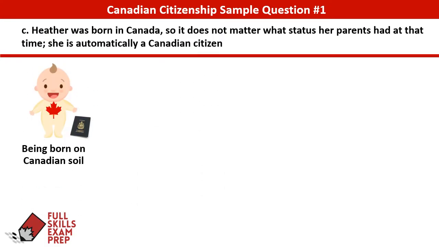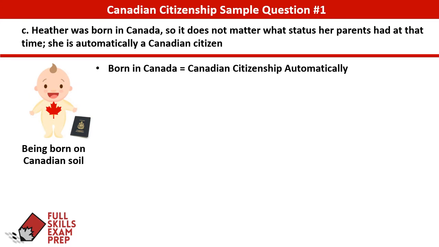All right, so for the first option for us to take a look at, we have this one. Heather was born in Canada, so regardless of the status of her parents, she is automatically a Canadian citizen. We saw this in the slides when we went through the lesson. And remember, it's really important to know the exceptions to this. And we can see that this is definitely one of the exceptions, the fact that her parents were diplomats.